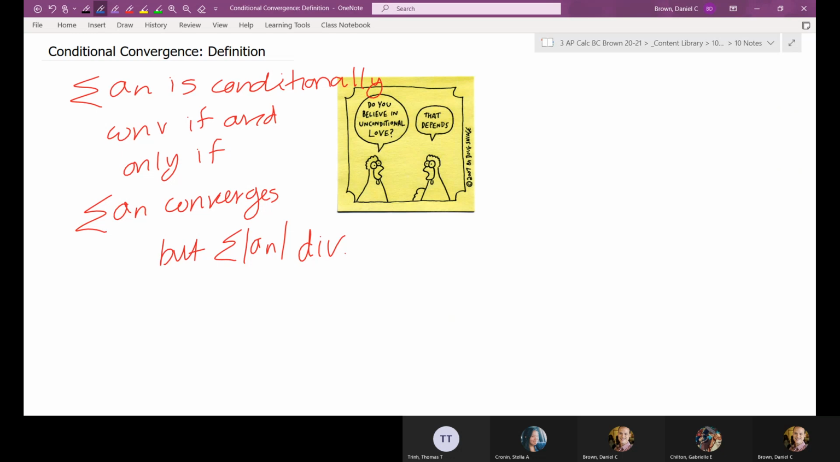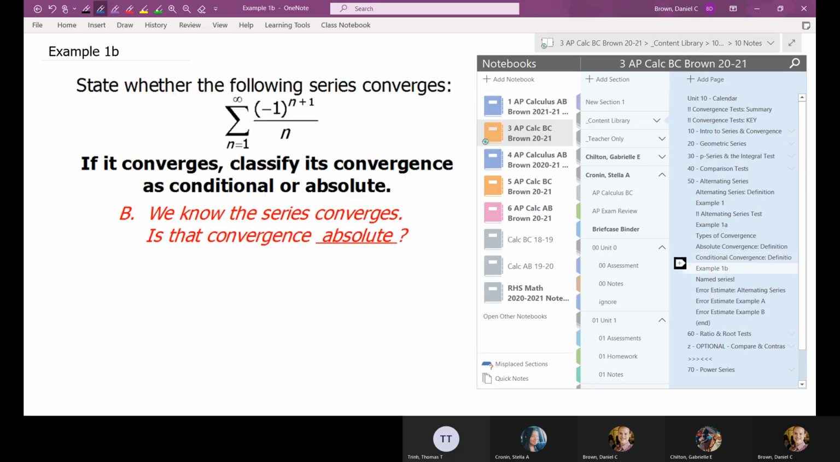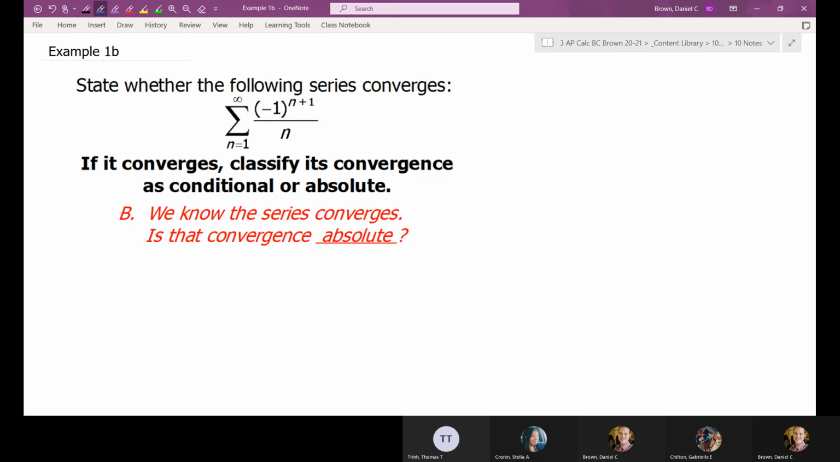So what does this look like? We're going to use that same problem that we just did. We already showed that this series is convergent, by the alternating series test. If we want to classify it as absolute or conditional, we just need to consider the absolute value of the terms. To prove whether it is conditionally or absolutely convergent, I do need to consider the absolute value of the series.